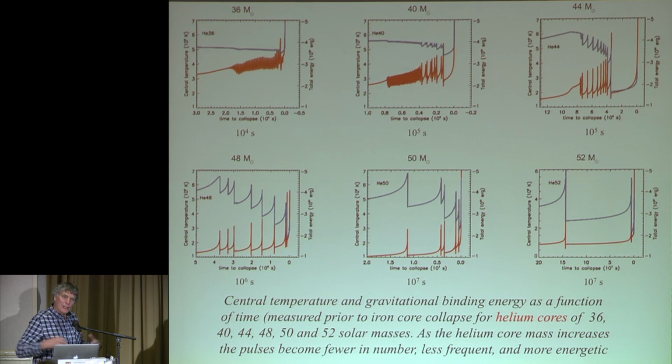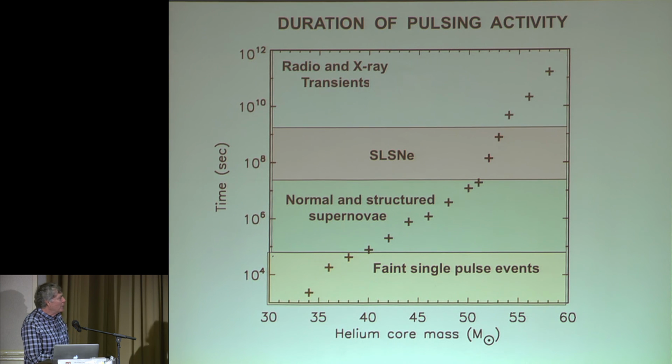And each pulse ejects a shell of matter when you have a few pulses. When you have many pulses, they all pile up and just eject the hydrogen envelope. So you get a range of time scales going all the way from 1 hour to a few times 10 to the 11th seconds for the duration of the instability, with the duration being a function of the mass of the helium core. The bigger cores pulse for longer, have more violent pulses.